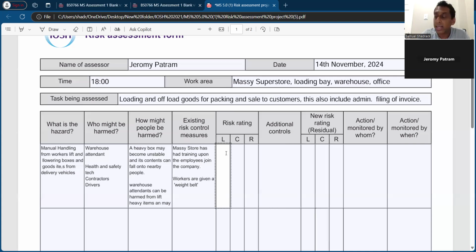Okay. So we can say how likely is the hazard going to be realized? Now you have this on page 36 of the textbook. These are a range of likelihood from 1 to 5. 1 is very unlikely, 2 is unlikely, 3 is fairly likely, 4 is likely, 5 is very likely. So I'll just go with 4 because it's something we are likely to see.